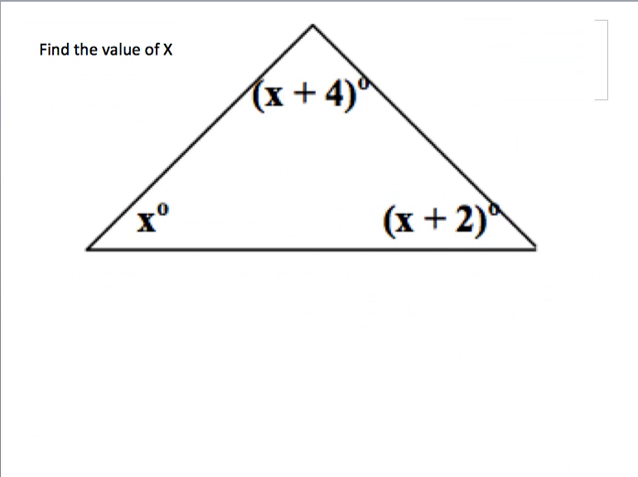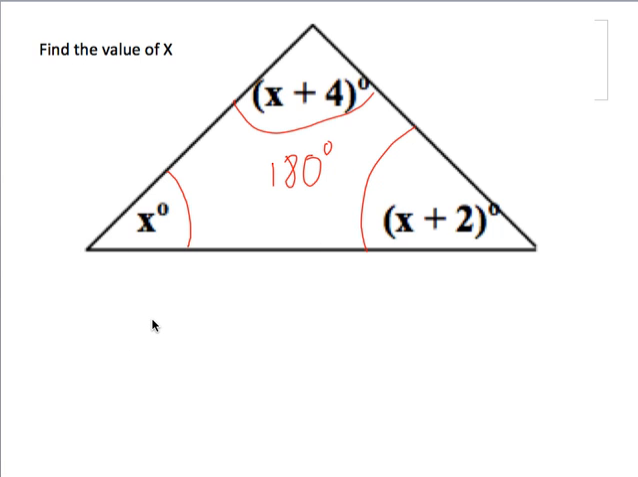Now, you may be asked, for example, to find the value of x in a triangle. So this involves algebra and also some prior knowledge about triangles. We all know that the angles in a triangle add up to 180 degrees. So you've got to use that information in answering this question. So this angle here, x, this angle here, which is x plus 4, and this angle here, which is x plus 2, must add up to 180 degrees.